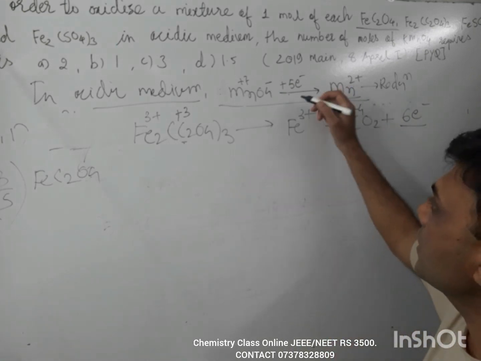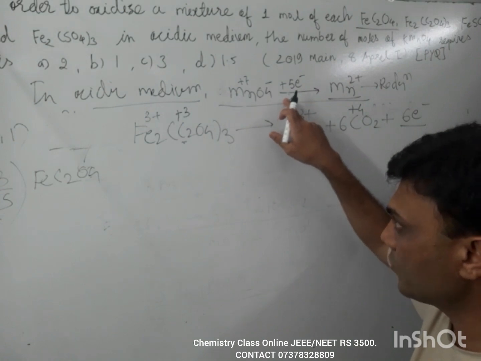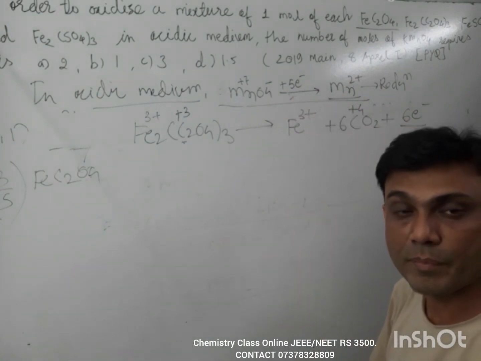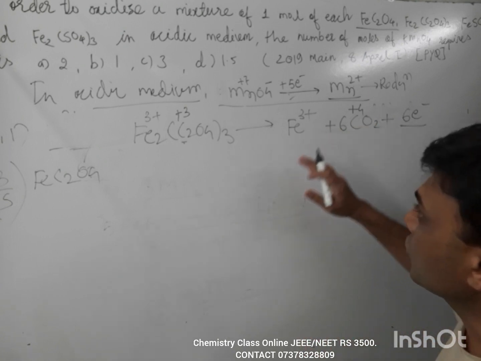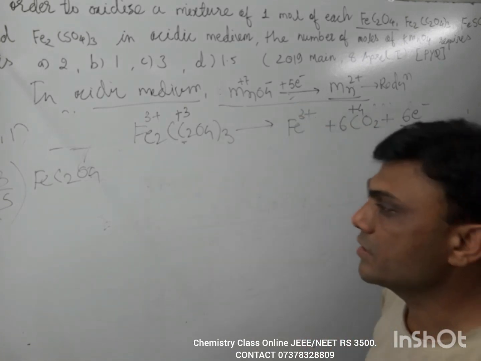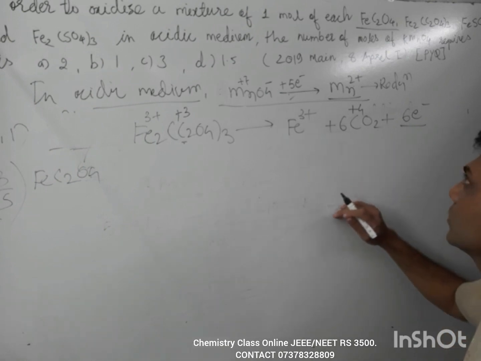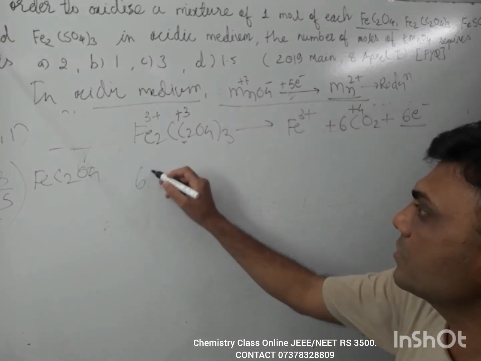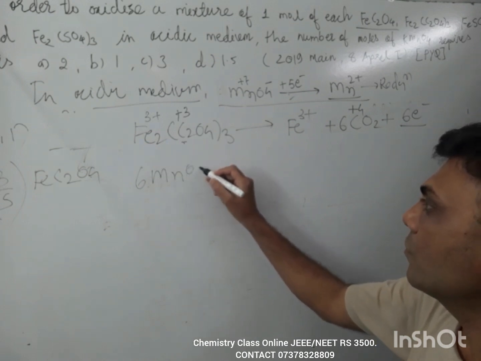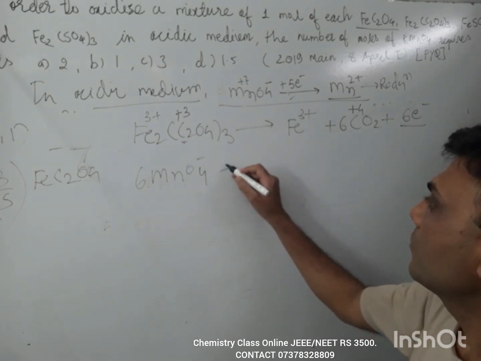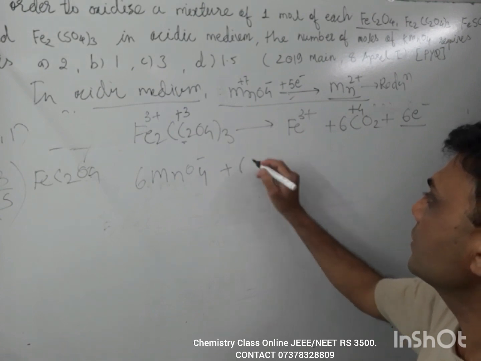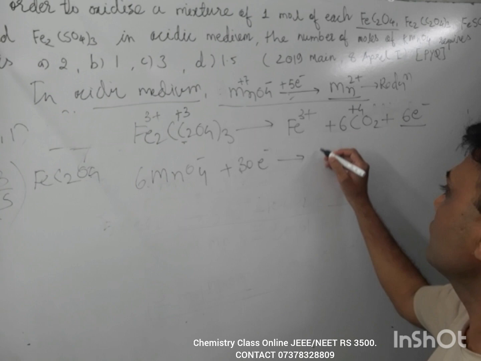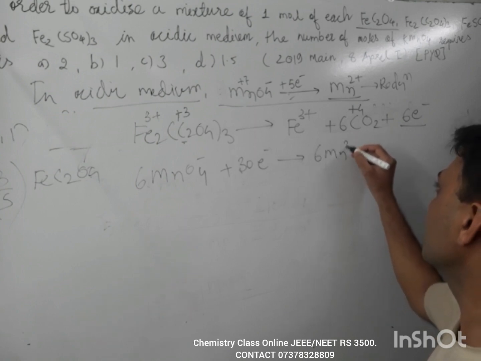Now you see here there is a requirement of 5 electrons and here there is a requirement of 6 electrons. So this reaction is not balanced in terms of electrons. So we have to balance this reaction in terms of electrons. So we have to multiply this reaction by 6. So it will become 6 MnO4 negative plus 6 into 5, 30 electrons. Here will be 6 Mn2 positive.